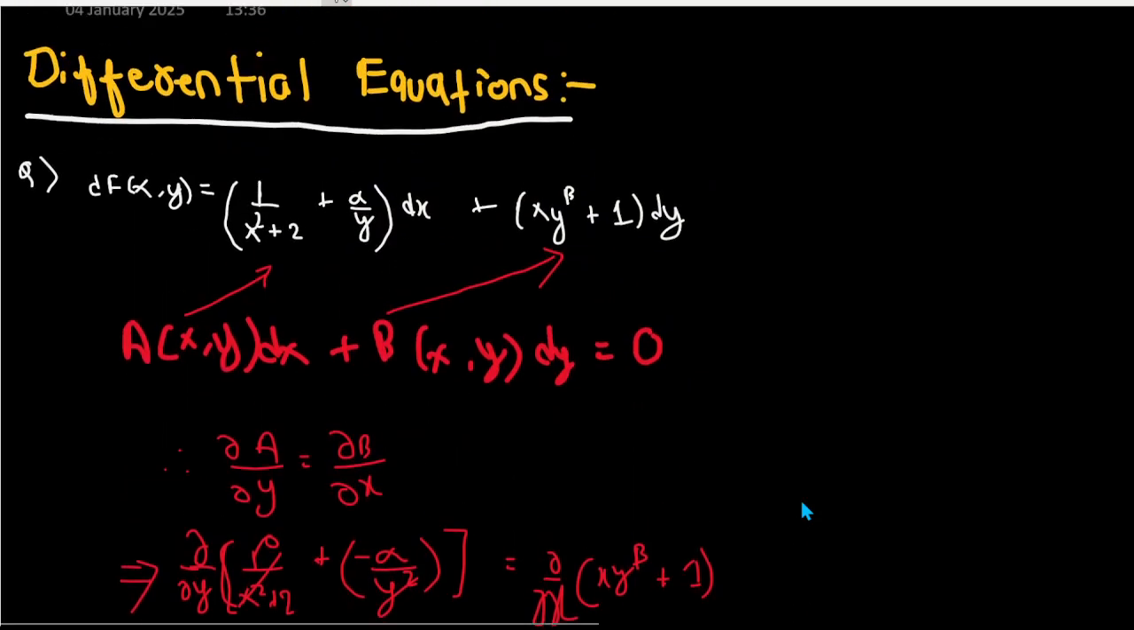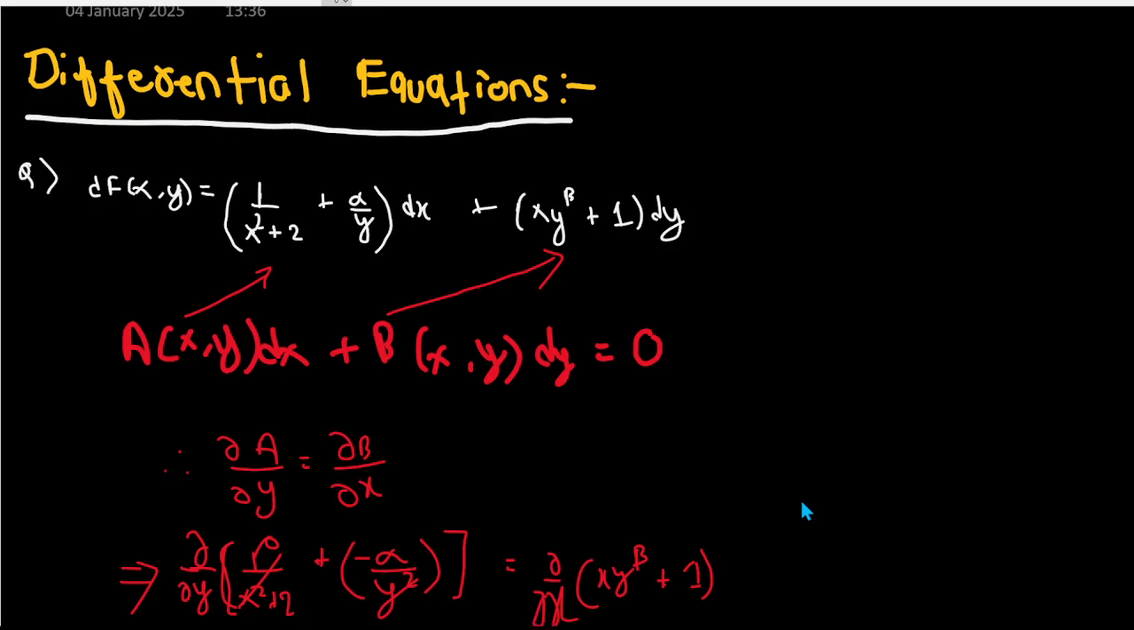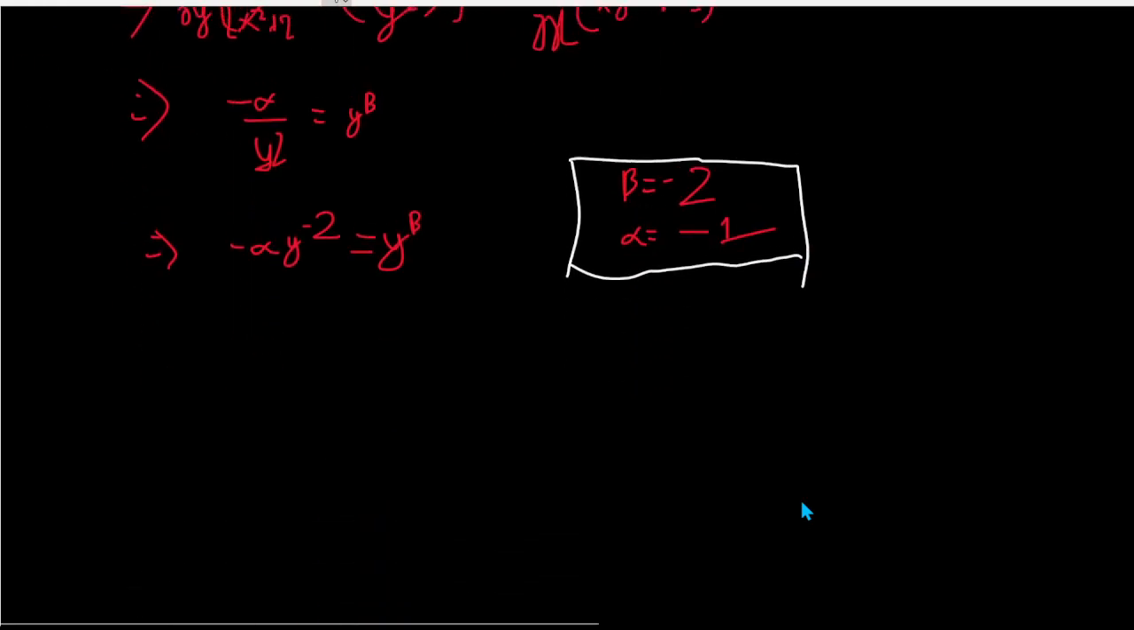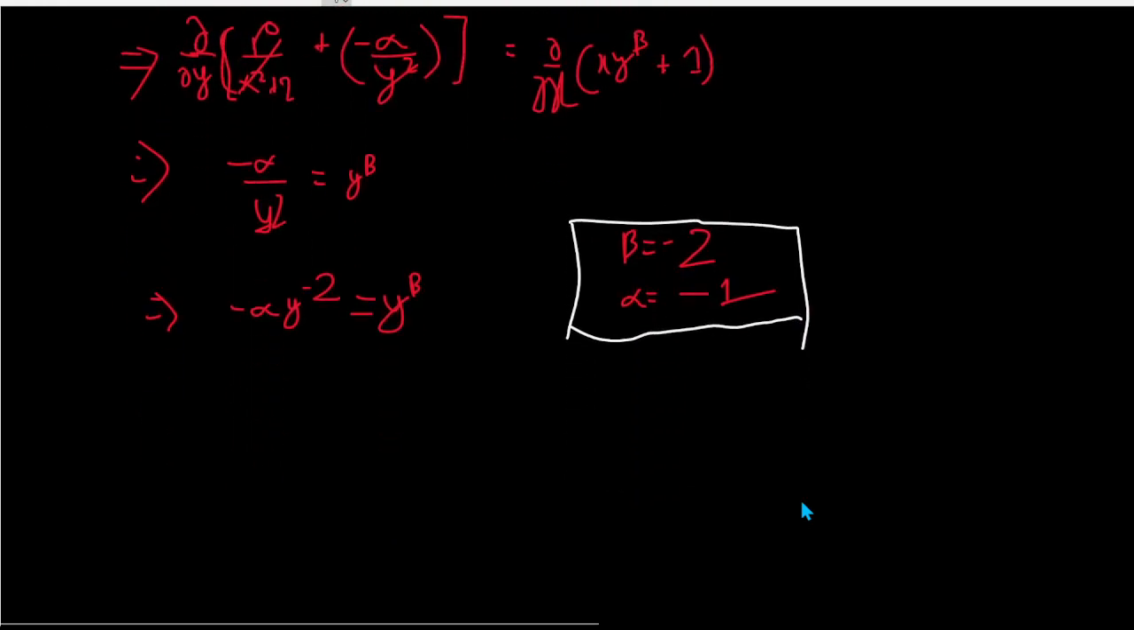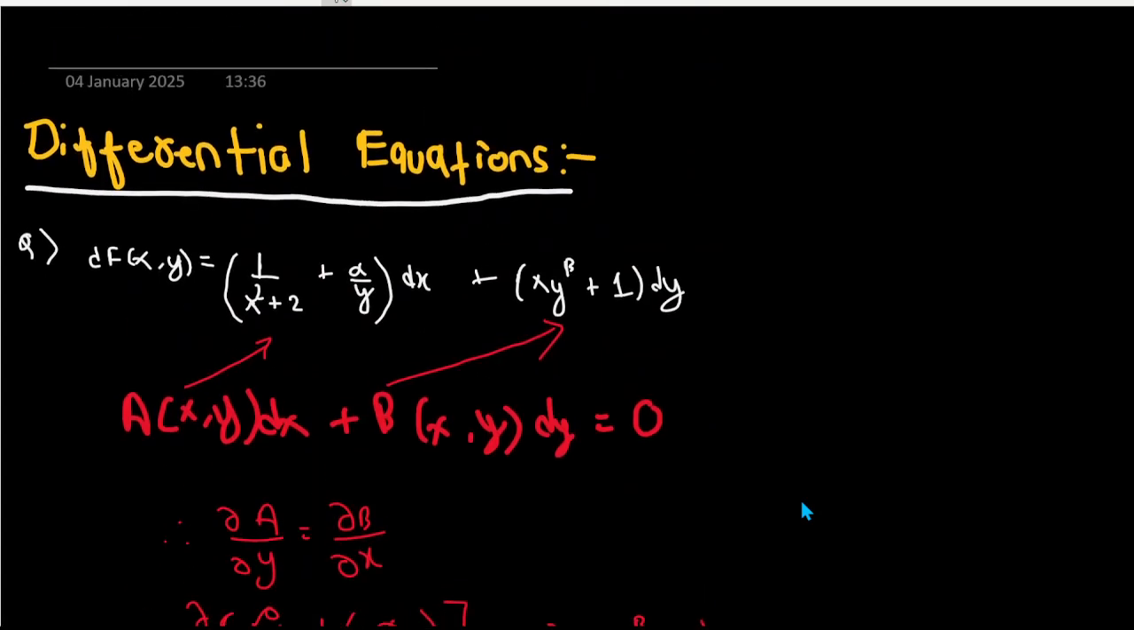Now we have to solve this differential equation. This is your homework problem, because we just found the values of alpha and beta. You have to plug the values into this equation, put df(x, y) as 0, and integrate it, and you can solve this differential equation.